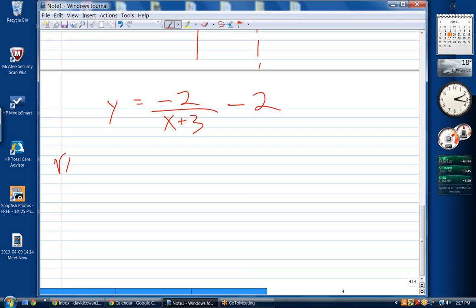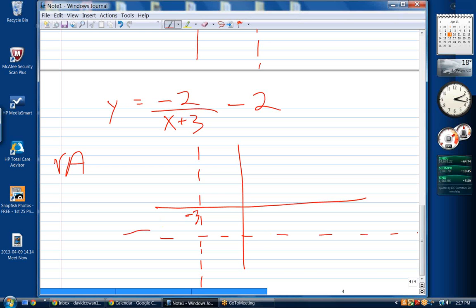So the vertical asymptote, first question. So it's -3? Yes. And the horizontal asymptote. -2? Mm-hmm. And the consequence of this negative sign does not really affect the asymptotes. Okay. It does affect the graph.